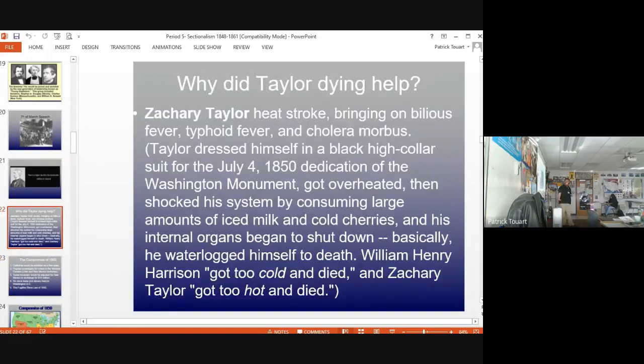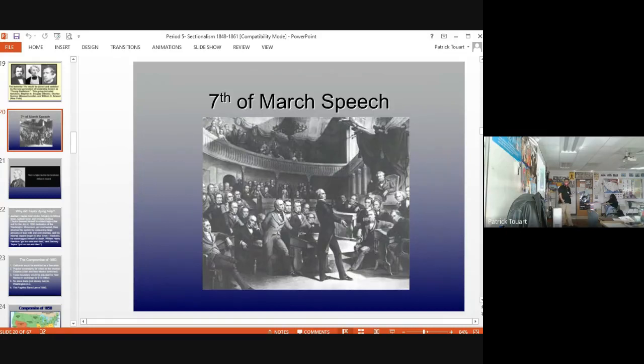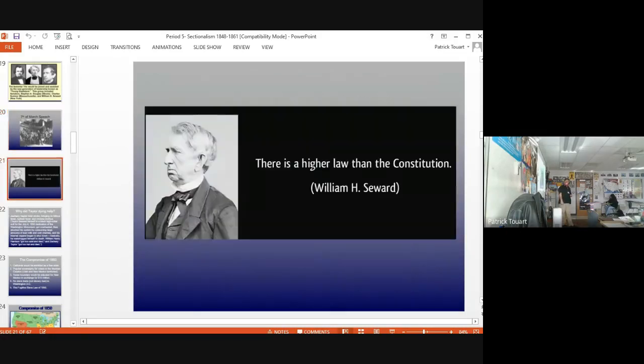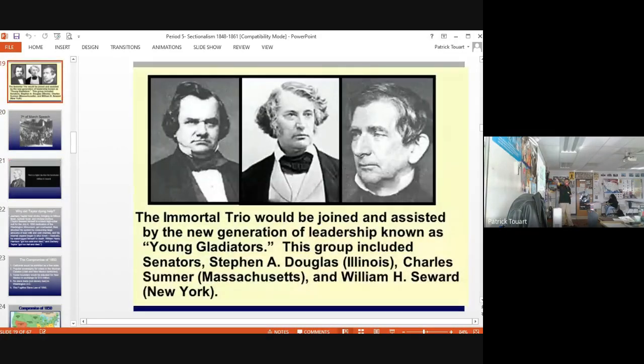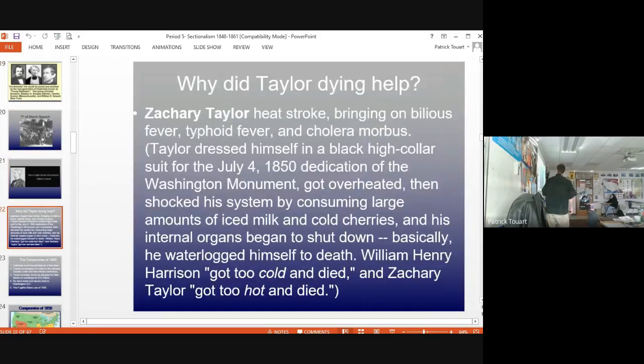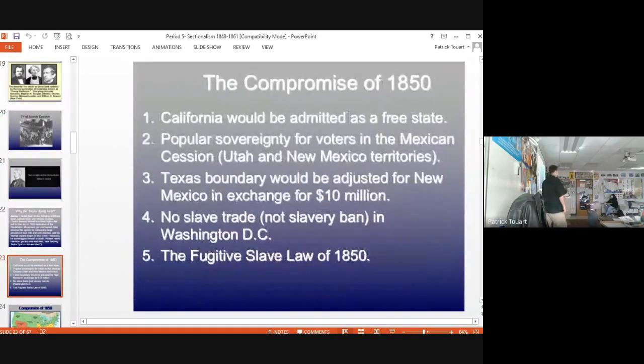So Clay and Webster by now are so not well, particularly Clay, that he hands off the compromise bill to Stephen Douglas. So Douglas becomes what we would now call the floor manager of the bill. And Douglas is a smart dude, smart politician. He says, all right, we'll take the bill and we'll split it into 5 separate bills. Each bill being a separate law.